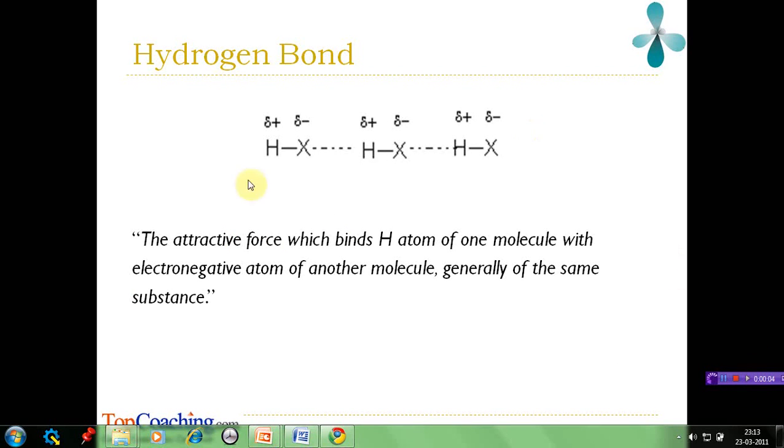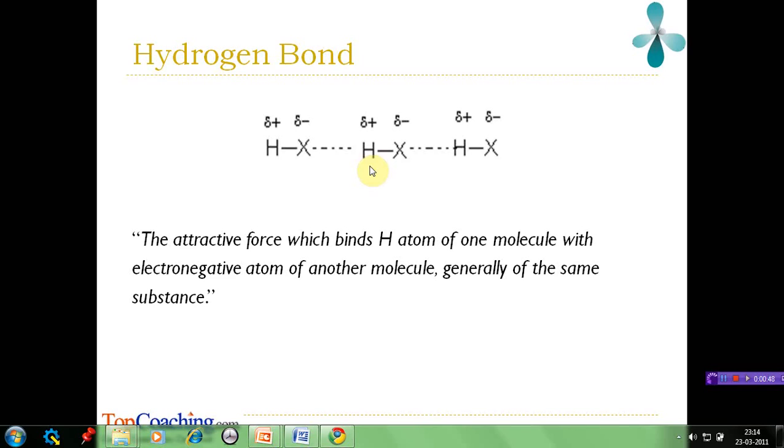The situation can be represented with the help of this diagram, in which these HX molecules act as dipoles. There is an electrostatic force of attraction between the negative end of one dipole and the positive end of another dipole, which is represented by the hydrogen bond, shown with the help of these dotted lines. These solid lines represent ordinary covalent bonds. Thus, we can define a hydrogen bond as the attractive force which binds the hydrogen atom of one molecule with an electronegative atom, which may be fluorine, oxygen or nitrogen, of another molecule, generally of the same substance.